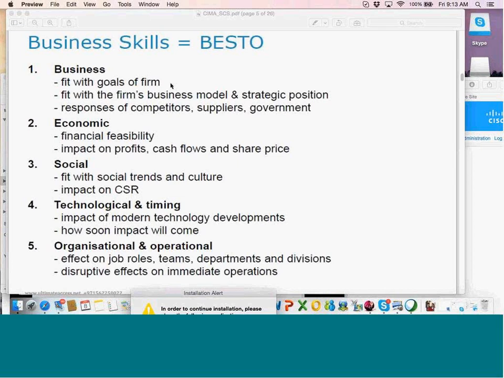Will it fit with the impact on CSR, from the business angle where I'm going? Technology and timing: the impact of modern technology developments, and how soon the impact will come in.